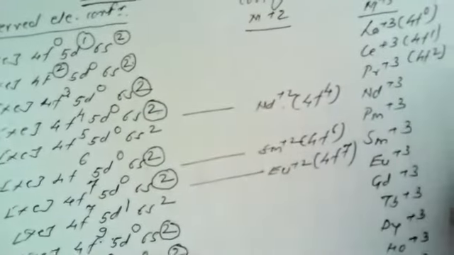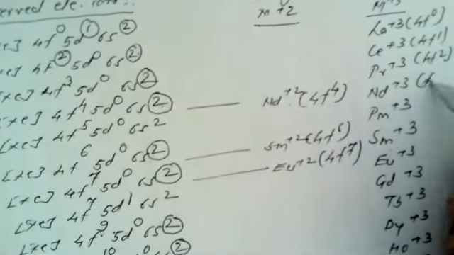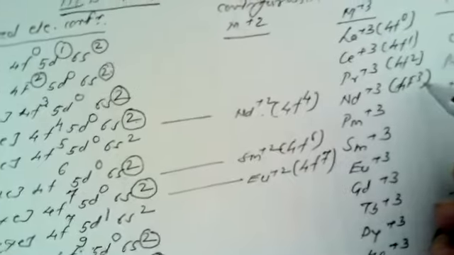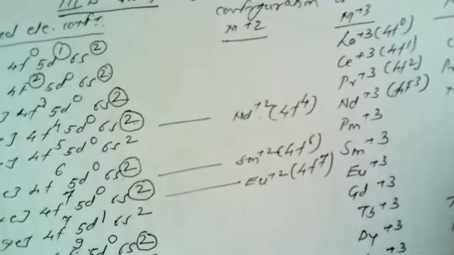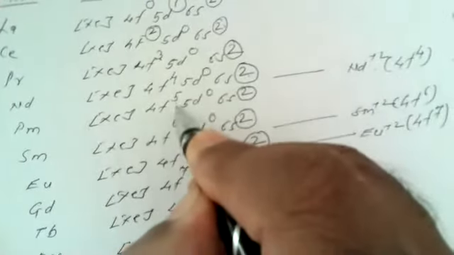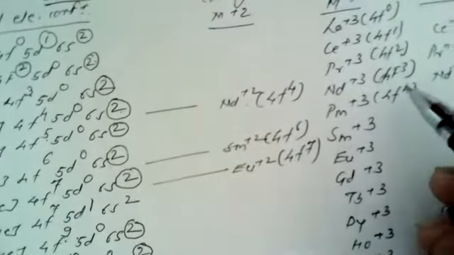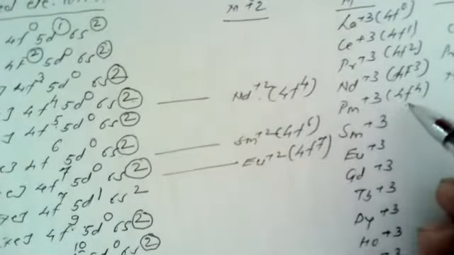Then come to neodymium. Now neodymium atom number 60. Loss of 2 electrons from 6s and loss of one of the electron from 4f, that will leave 3 electrons with 4f. So we can write this as 4f3. After neodymium, come to promethium. For +3, loss of these 2 electrons and loss of one of the electron from 4f5, that leaves 4 electrons. So 4f4. So promethium +3 is 4f4.